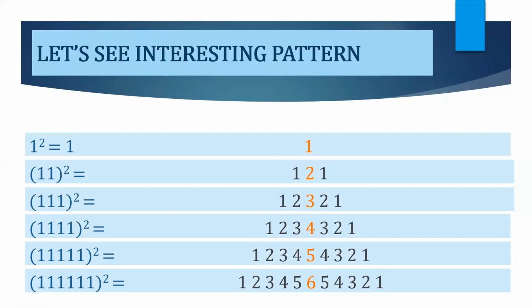In this way, you can find out the square of any number where you have only 1 as the digit, irrespective of how many times 1 is appearing in that number. Suppose if you have 7 times 1 appearing in the number, then you'll write 7 in the center, then 6, then 5, then 4, then 3, then 2, and last 1. So that will be your answer.